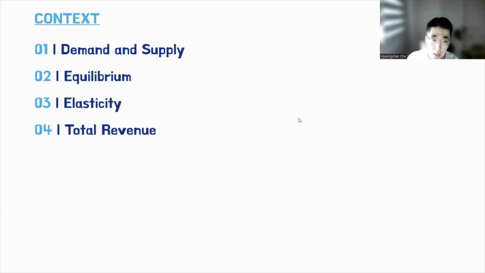Here are the contents that we will learn about this week. The first is demand and supply, reviewed from last week's contents, the second is equilibrium, the third one is elasticity, and the final one is total revenue. Right, let's start.